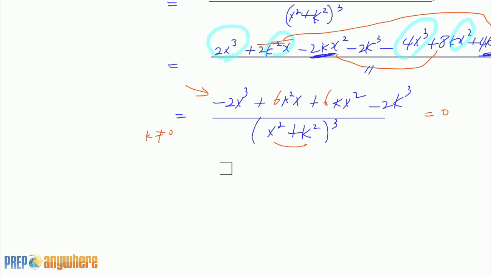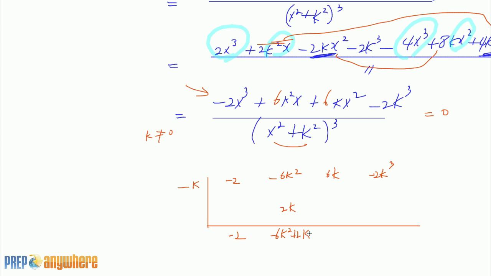Okay, so let's do synthetic division with minus k. So it's minus 2, minus 6k squared, 6k, and minus 2k cubed. Those are the coefficients. So 2k. Let's add that. Why is it minus? Sorry, my bad. It's positive, so it's positive here. And then multiply by k again, you get 6k cubed plus 2k squared. Both minus, right?